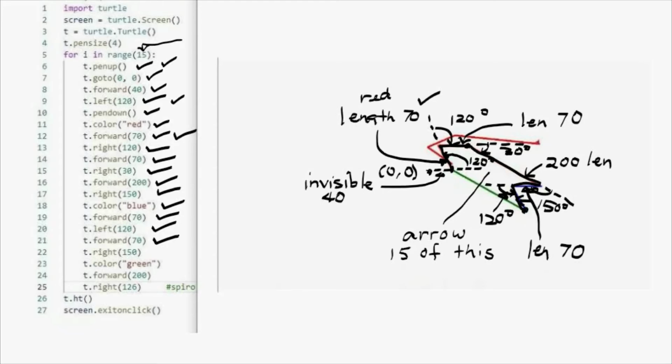And then we're now here. At this point, I have to turn the turtle 150 degrees so that I can draw this fourth line here. And the length again is 200. And finally, the 200 here is actually green. We are done with the first arrow here, and then we are about to start with the second arrow.